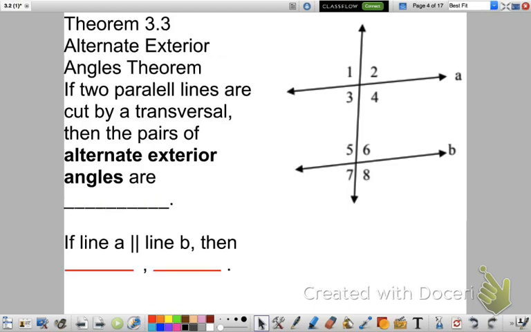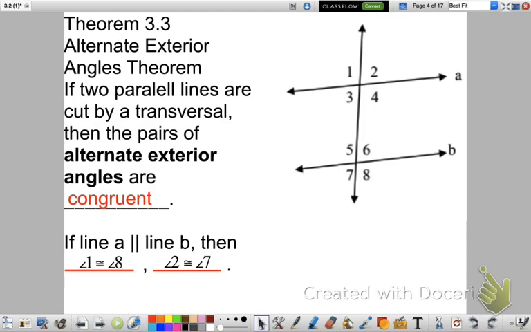We also have a theorem for alternate exterior angles. And if we have two parallel lines that are cut by a transversal, then the alternate exterior angles are also congruent. So that means 1 would be congruent to 8 and 2 would be congruent to 7.